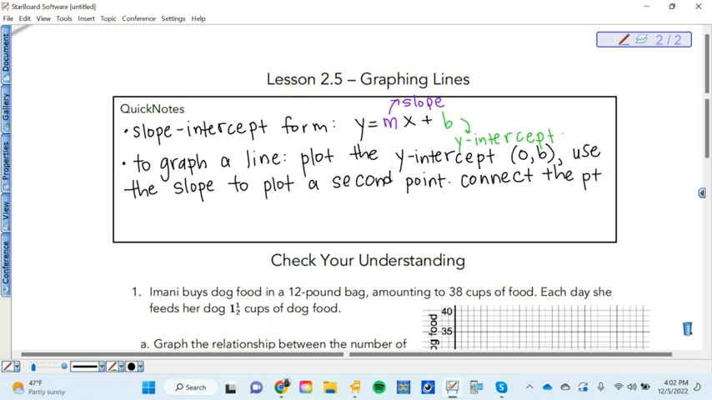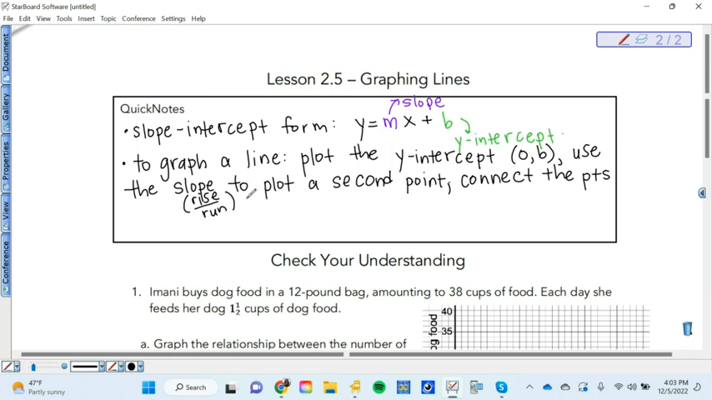3 easy steps. Plot the y-intercept first. We know our y-intercept by the value of b. And then use your slope. And remember, slope is our m. And the slope tells us the rise over run. Right? And that will allow us to plot a second point. Then we just connect the 2 points together to graph the line.